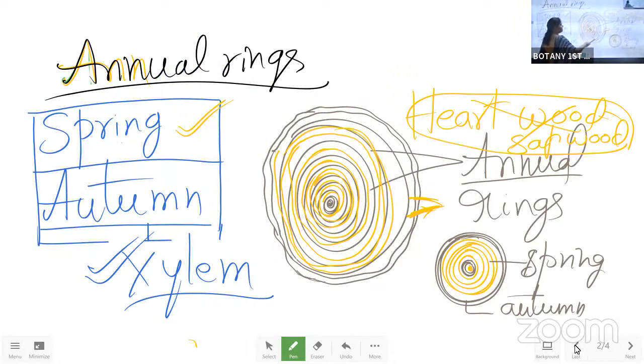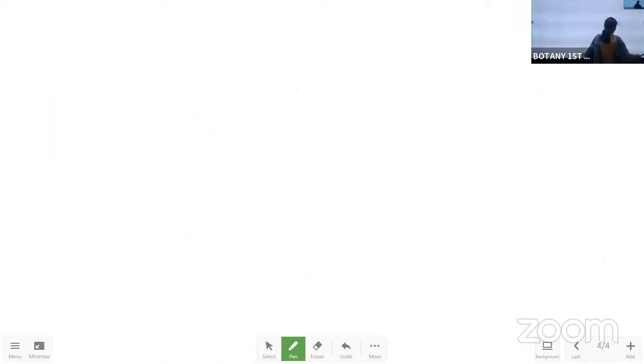So by counting the dark colored rings, otherwise the light colored rings, we can say somewhat nearby age of the plant body. So this type of science which gives us the facility to study the rings and give the age of the plant body is called dendrochronology. With this, we can wind up this answer. And now comes the next one.